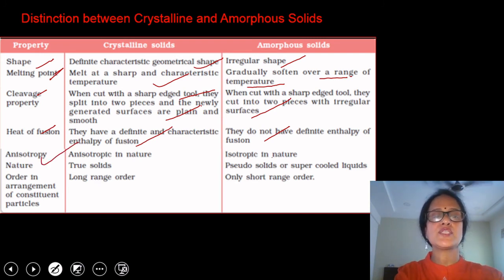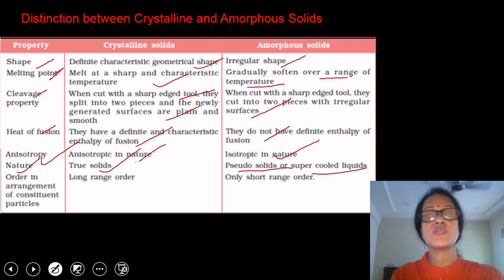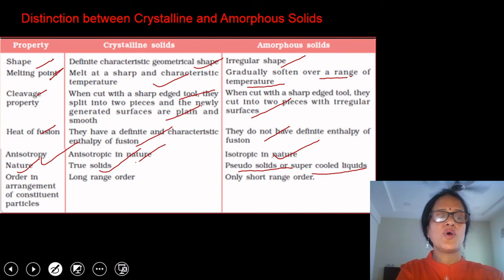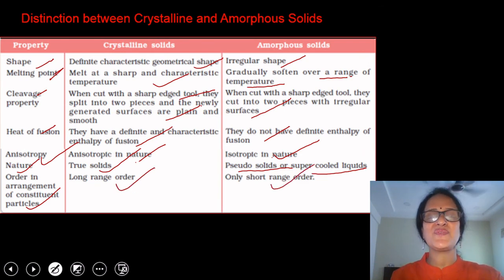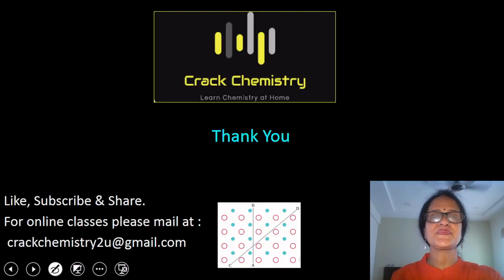Next property is anisotropy. Crystalline solids are anisotropic in nature, but amorphous solids are isotropic in nature. These properties I have discussed in detail. Then next property is nature. Crystalline solids are true solids, but amorphous solids are pseudo-solids or supercooled liquids. They are also called extremely viscous liquids. And the last point is order in arrangement of constituent particles. Crystalline solids have long range order, but amorphous solids have only short range order.